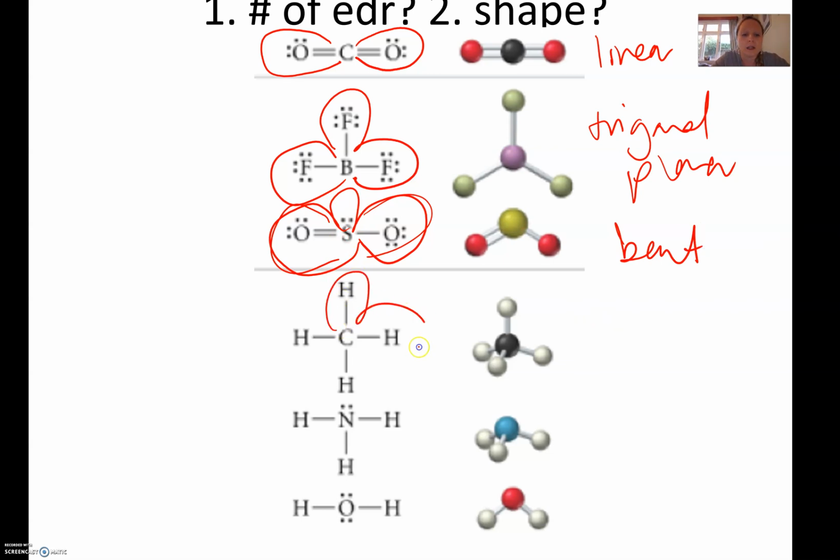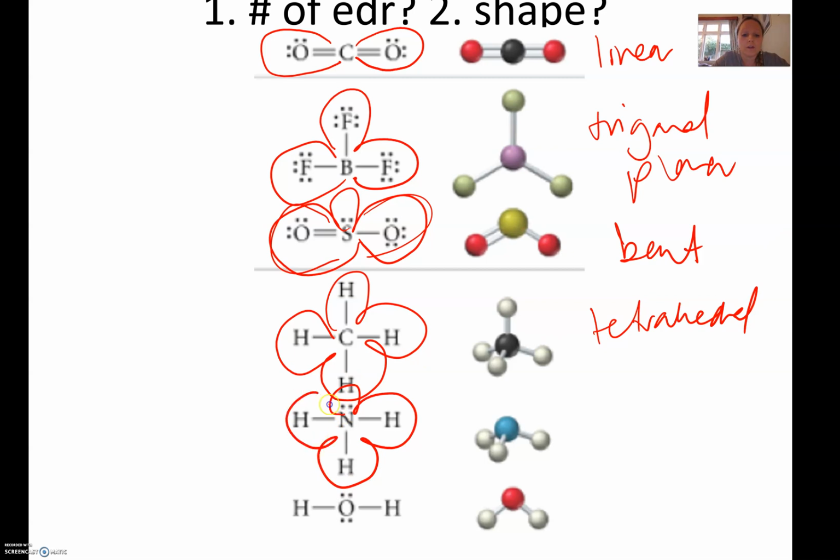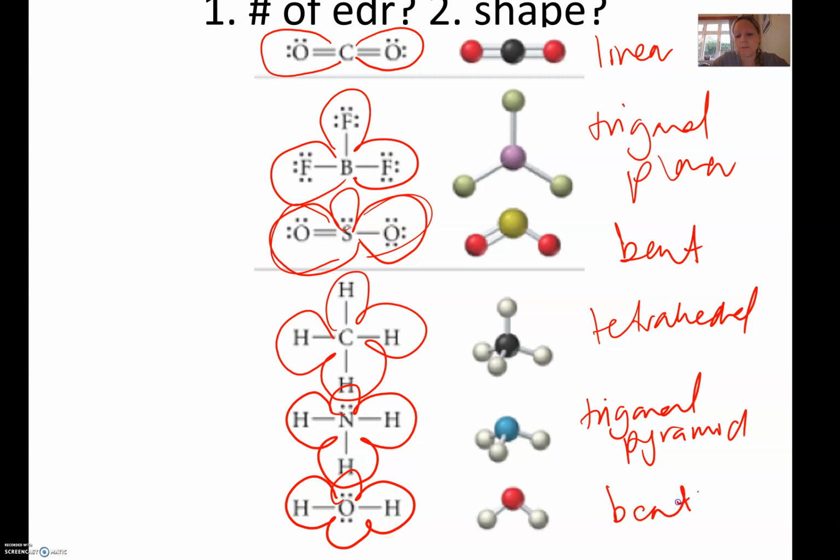This one here, 1, 2, 3, 4 electron density regions. They're all bonding, so it's going to be tetrahedral. This one, 1, 2, 3, 4 electron density regions. They're all going to repel. 3 are bonding, 1 is non-bonding, so it's going to be trigonal pyramid. And the last one here, 1, 2, 3, 4 electron density regions. They're all going to repel as far as possible. You've got 2 bonding and 2 non-bonding, so it's going to be bent.